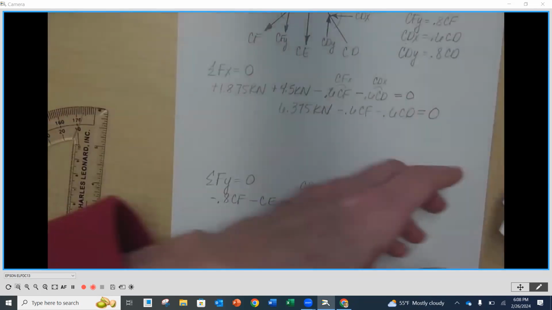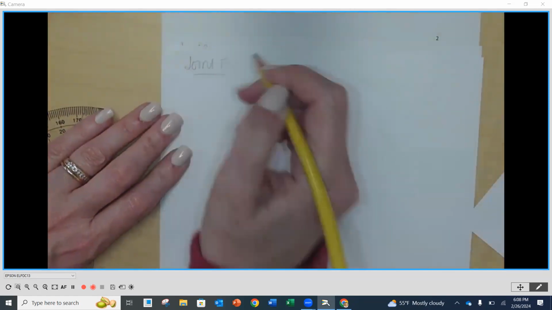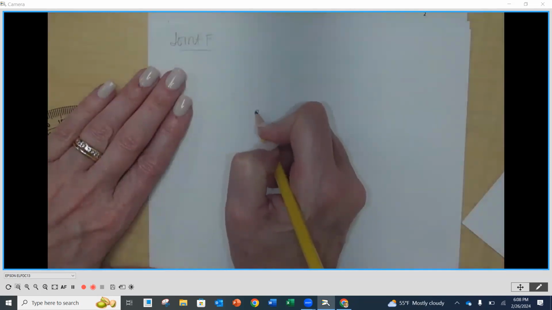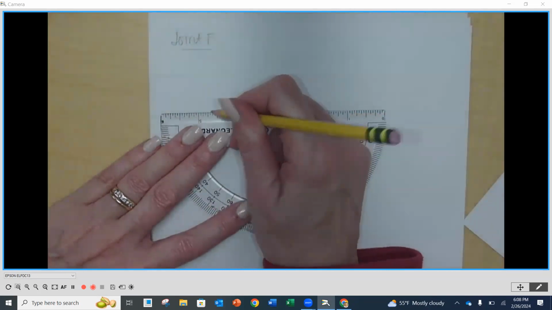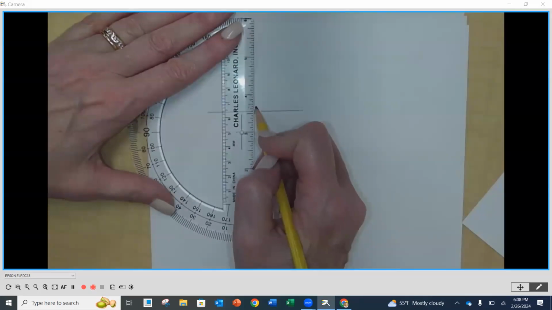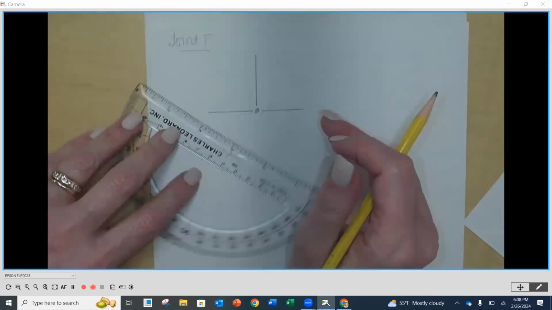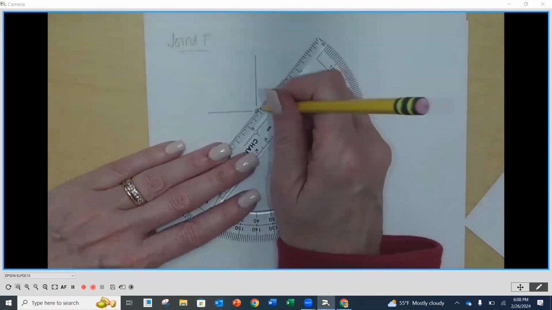I need to start a new piece of paper. So I'm gonna start F on my next piece. So this is gonna be joint F. So F, let me start here. I'm gonna draw a horizontal line. One going over to A, one going over to E, one going up to B, and then we also have the one going up to C, right?